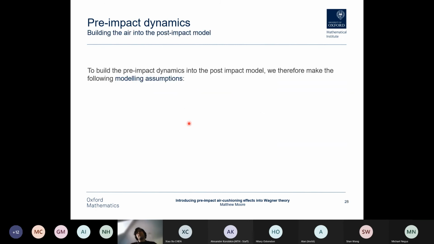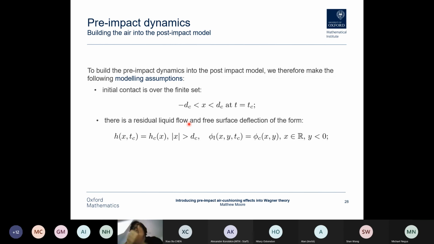So what we want to take away from the pre-impact dynamics are, well, we've worked out the important physics and seen this touchdown problem coming with the entrapped air. What we're going to take as modeling assumptions into the post-impact model is we're going to have initial contact over a finite set. So between those 2 turnover points, that's the initial contact region. There's going to be a residual liquid flow and free surface deflection due to the air dynamics. So this is what we're going to extract from the touchdown profile in the results we just showed.